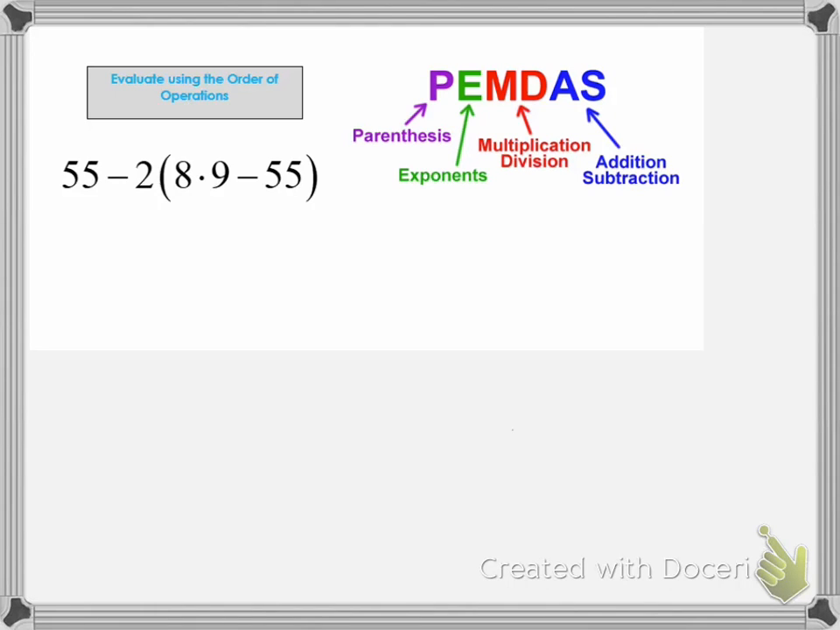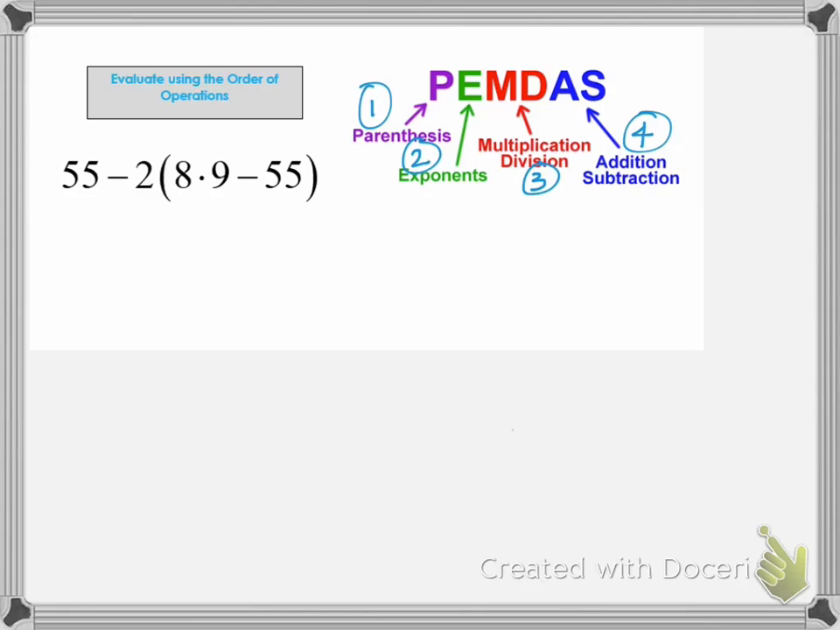Now, one of the most common misconceptions about PEMDAS is that there are 6 separate steps because there are 6 letters, when in actuality there are really only 4 steps to PEMDAS. Step 1 is parentheses, step 2 is exponents, step 3 is multiplication and division together in one step, and step 4 is addition and subtraction together in one step.